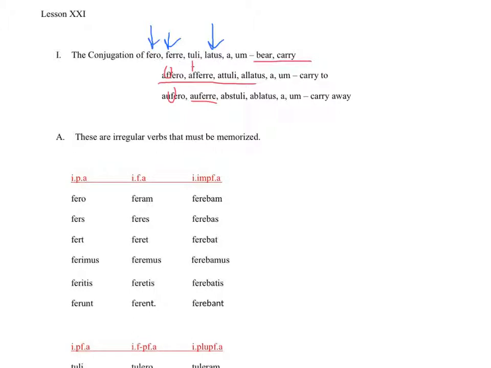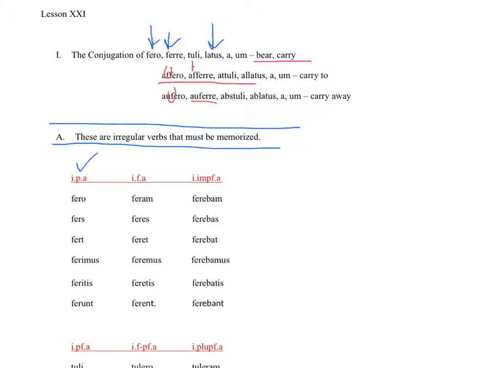When you learn a language, it starts out maybe with some regularity and ease, and then you start to get to the things that need to be memorized. So these verbs, these three examples, the root verb fero, ferre, tuli, and latus, lata, latum, are irregular verbs that have to be memorized. I start out with the indicative present active.